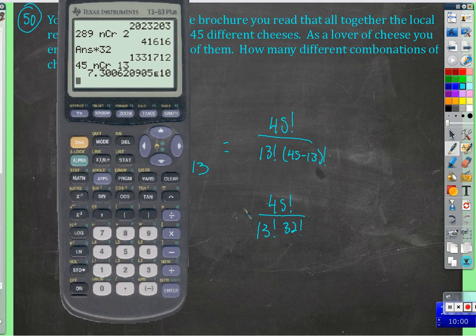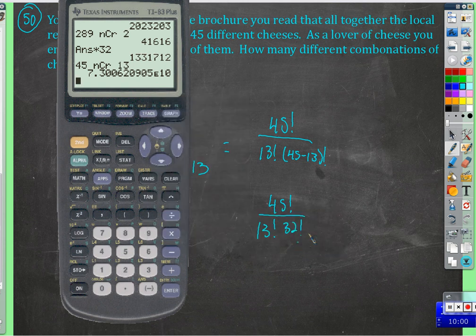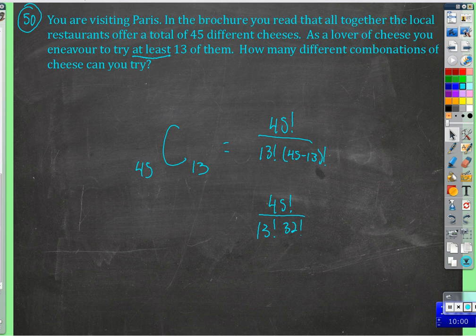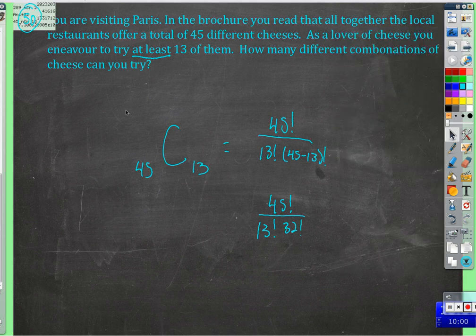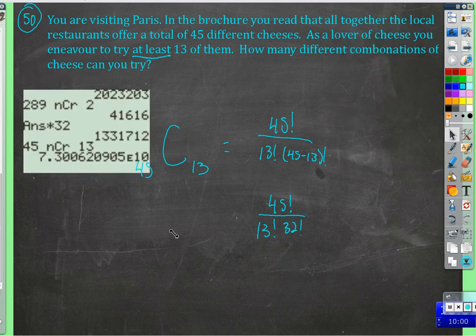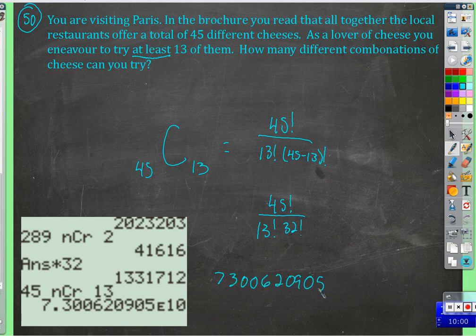So if we move the decimal place over 10 times, we get 1, 2, 3, 4, 5, 6, 7, 8, 9. And we'll put another 0 for the 10th place that we move it over. And we are done. So that's over 10 billion. This is 73 million plus combinations.